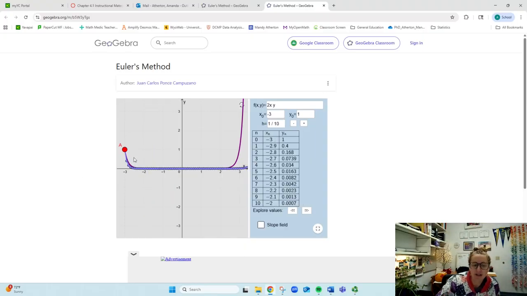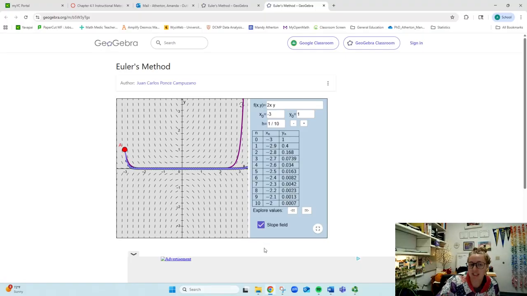Now, it's only a good estimate near that point. The further you go away from that point, the more any craziness could happen. So we're going to find this table by hand, but this is a really, really helpful way for you to be able to see this. And also, the cool thing is you can turn on your slope field this way as well and see what's going to happen depending on what point you pick.